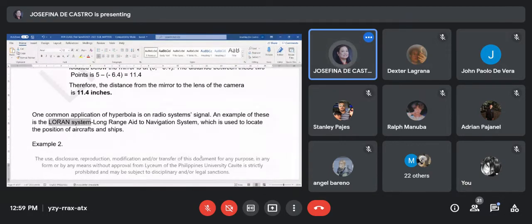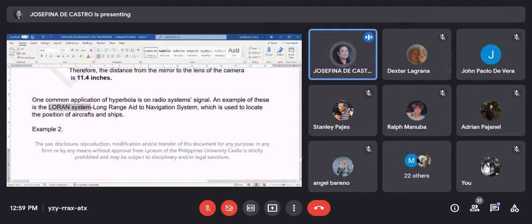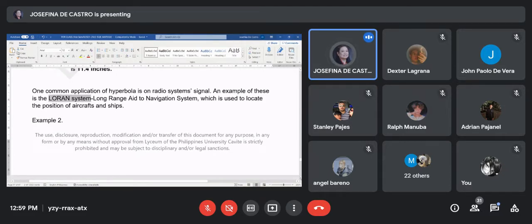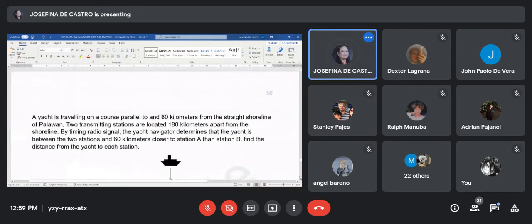This LORAN system, this is used to locate the position. Pag may hinahanap kang isang aircraft or sa ship, or even yung mga submarine sa ilalim, yan LORAN po ang ginagamit. So LORAN system, long range aid to navigation system. Okay? So kung ikaw ay magpipiloto, yan pong LORAN system ang iyong aaralin. At kung ikaw ay magmamarine, yan din po ang iyong pag-aaralan.